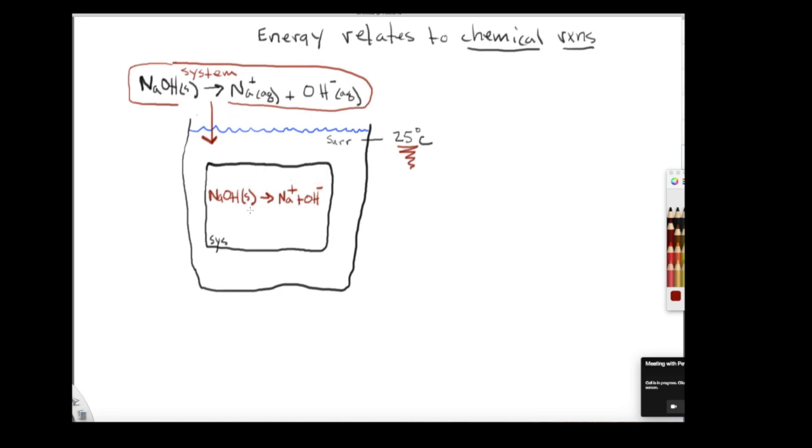Then we add the sodium hydroxide in here, and again, the dissolution of this, the formation of the solution, is the reaction that we're following. The liquid surrounding it is the surroundings. And what's going to happen when you add the sodium hydroxide to that, if you were holding the glass in your hand, is you're going to feel it heat up. In fact, it's going to become quite hot. The reason why that is happening is because as the sodium hydroxide dissolves into the water, energy is actually being released. So I'm going to show that this way.